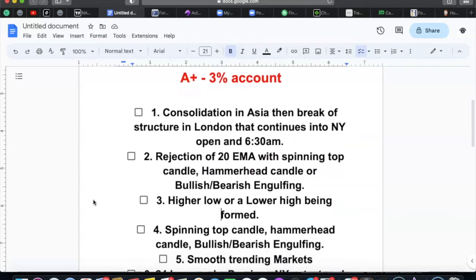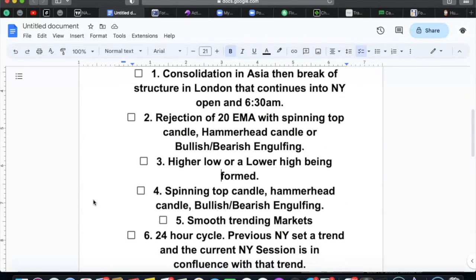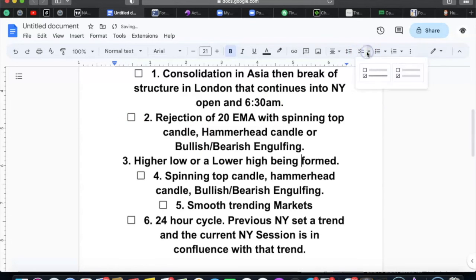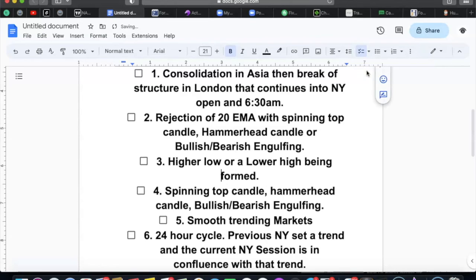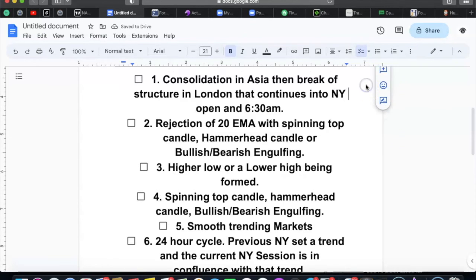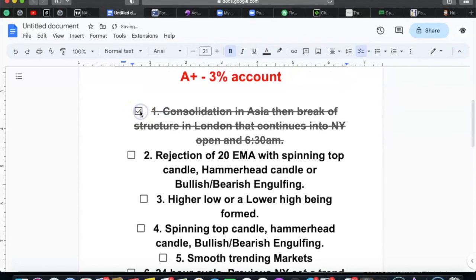So this is my trading checklist, how I have it set up, and I'll explain it in a second after you get this. I have all these boxes right here. If you want that, just go right here and click this checklist menu. Boom, and then it will appear. So I can check it off like this.